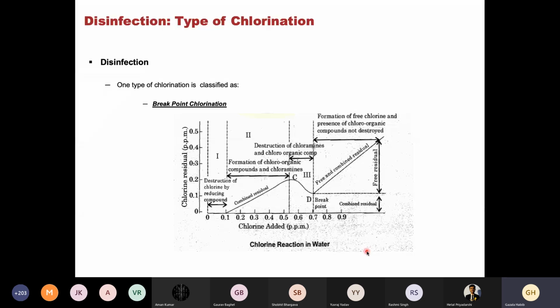After the break point, the chlorine will be available as free and combined chlorine for further killing of bacteria, in case there is recontamination or regrowth of bacteria in the water during distribution, or in the distribution system, you can say it like that.